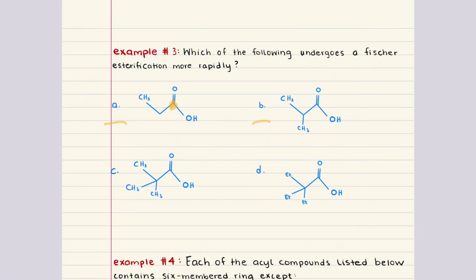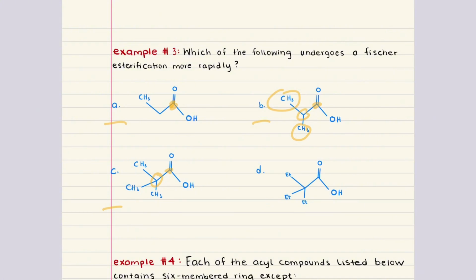Looking at choice B, we see a carboxylic acid where the carbonyl carbon is attached to a secondary carbon. So this is a carbon that is already bonded to 2 other carbon groups. This increases steric hindrance around that carbonyl. Then in choice C, we see an even more crowded structure. This is a tertiary carbon. So the carbonyl is directly bonded to a carbon that has 3 other carbon groups.